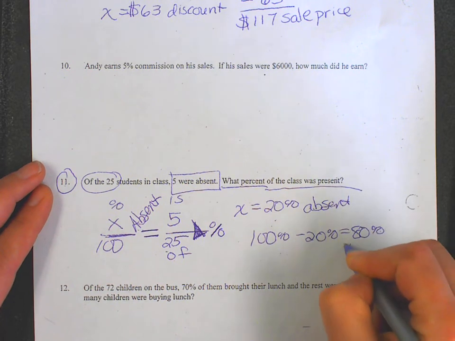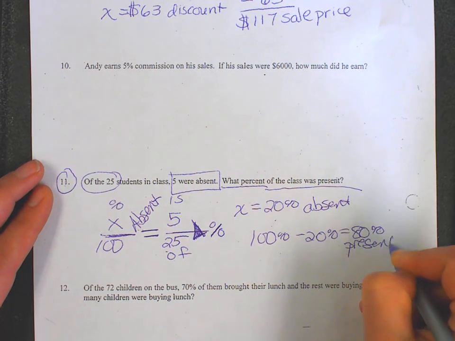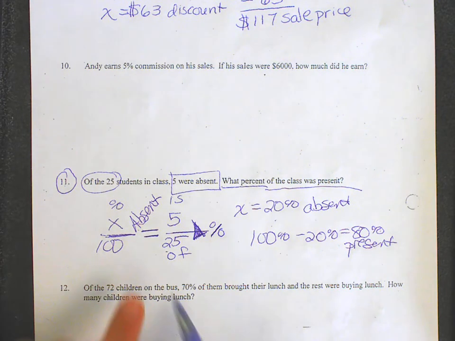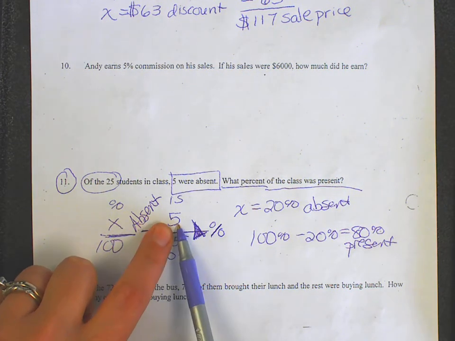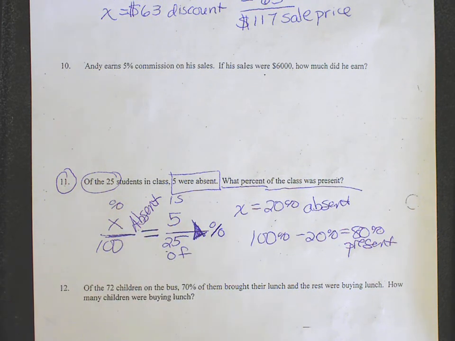And that's not to say that this is the only way you could have done the problem. You could have changed the problem from absent here to present and changed the 5 from the absent students to a 20 for the present students and then got an 80%. Okay? So make sure you pay attention to the words so they know what to do.